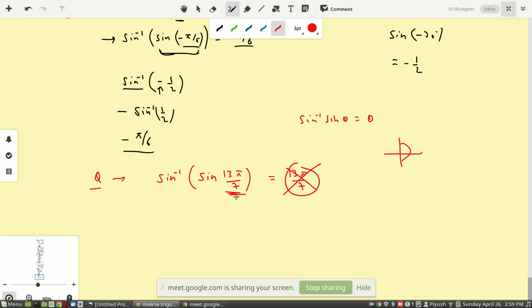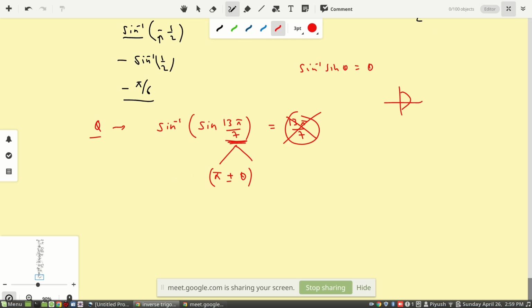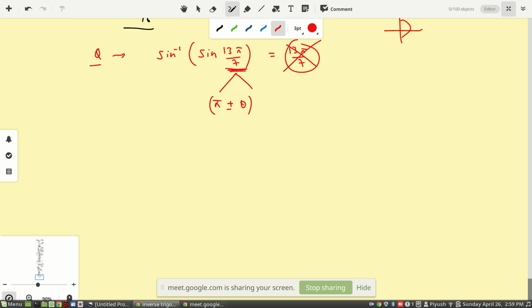Now what we are going to do is convert this angle into this format, pi plus or minus theta. Let's see how to do that. The methodology which I am going to tell will work always, so you just concentrate. So here we can say sine inverse of sine, here 13 pi.